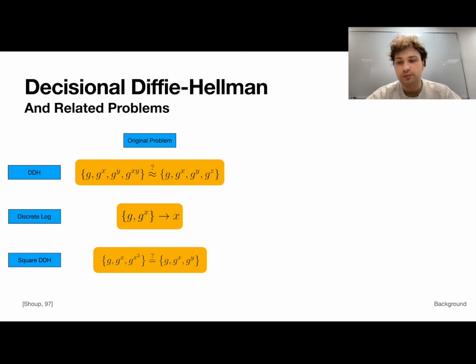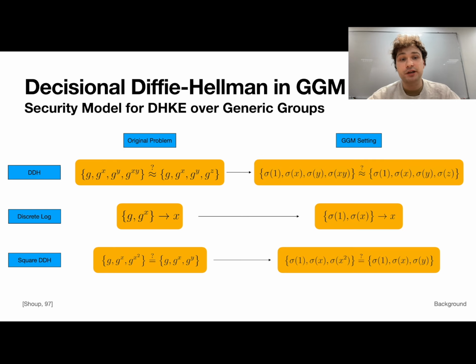Additionally, there's this third problem called square DDH. In square DDH, instead of giving you g to the xy, I take g to the x, I square x, and I either give you g to the x squared, or I give you g to the y, where y is a uniform random integer. And so one of the main questions that we're going to ask when we're looking at what is the new thing that we've proved is, how do these three problems relate? And specifically, how do they relate in the generic group model?